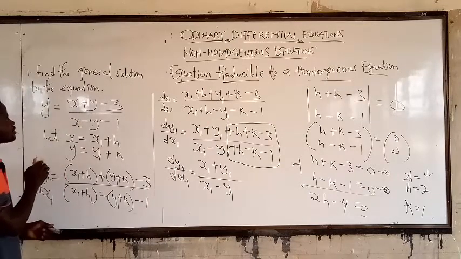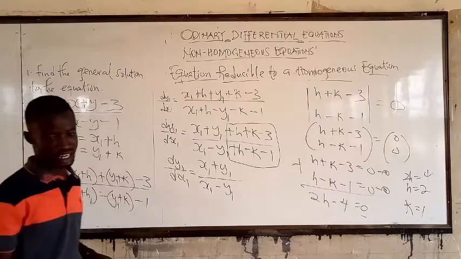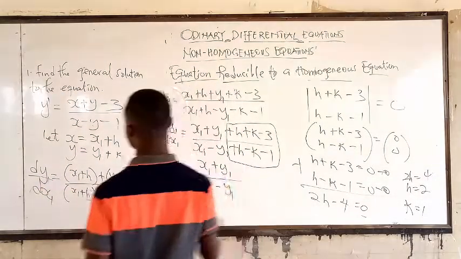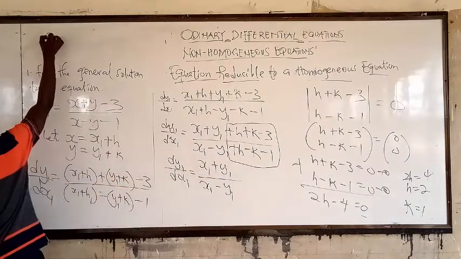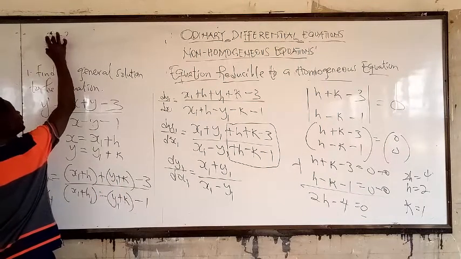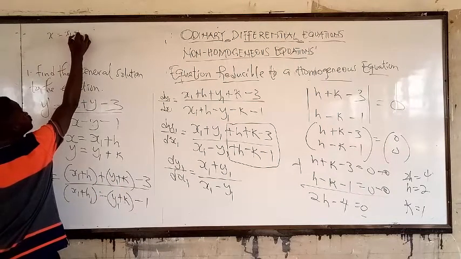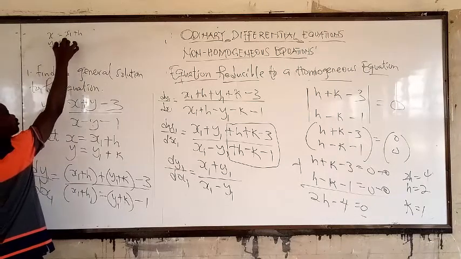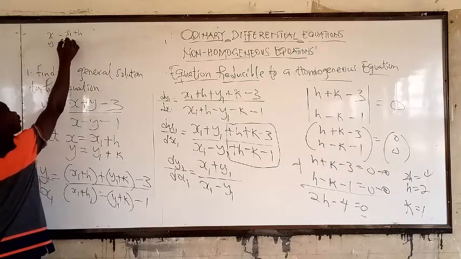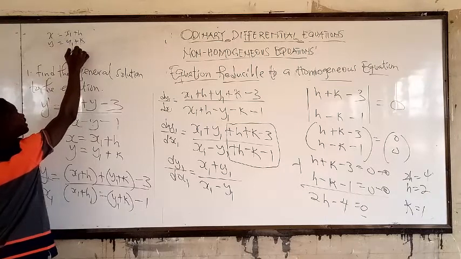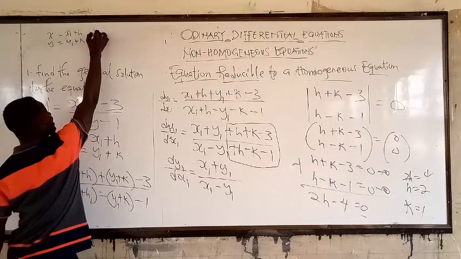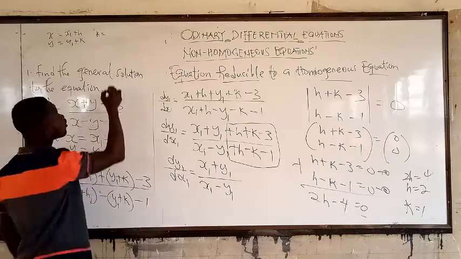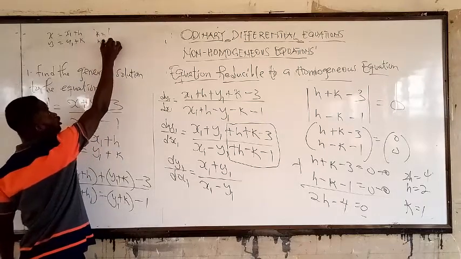So there is something that you don't need to forget. Let me write it here for you. First, x1 is equal to x plus h. Then y1 is equal to y plus k. And we know our k is equal to 1, our h is equal to 2.